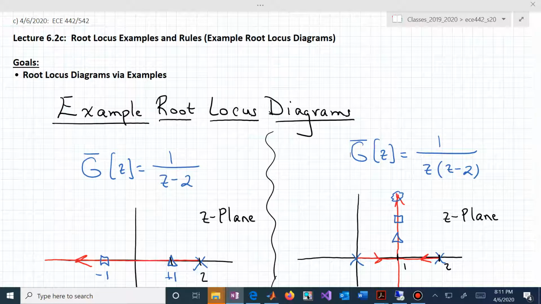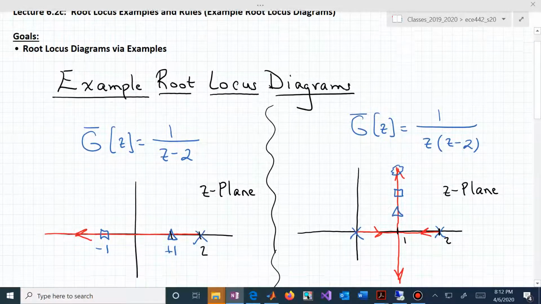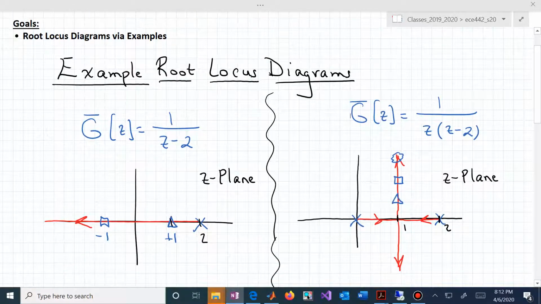This one is really just going to look at some example root loci and show you why these red lines are the root locus branches associated with each of these systems. What we're trying to do now is explain why they make sense, or why they should be the root locus diagrams for each of these systems.